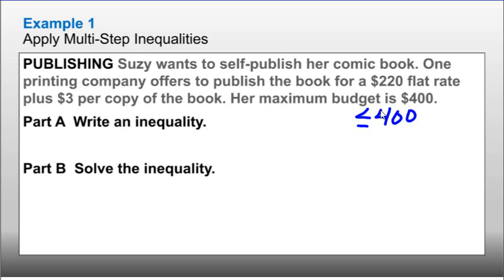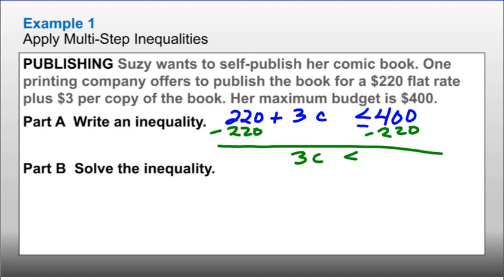There's a printing company that has a flat rate of $220, so $220 plus a rate of $3 per copy. So I'm going to use C for copy. Now we just need to solve. So we need to get 3C by itself. So I'm going to subtract 220 on both sides, and I'm now left with 3C is less than or equal to 400 minus 220, which gives us 180. To get C by itself, the opposite of multiplying is dividing by 3. I would have C is less than or equal to 60.